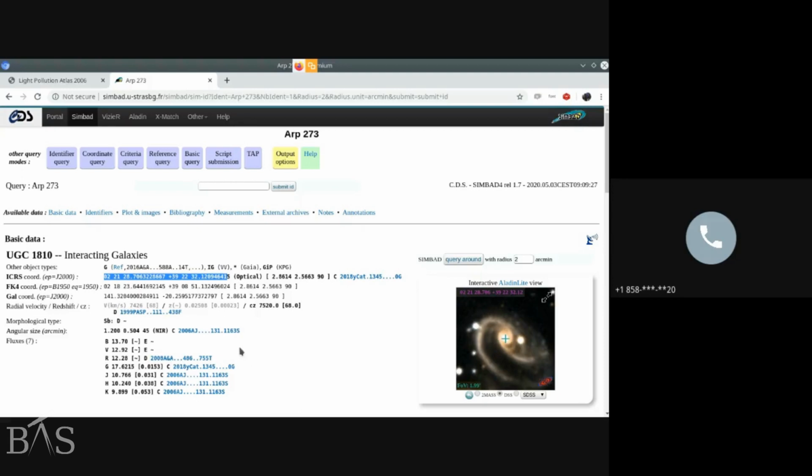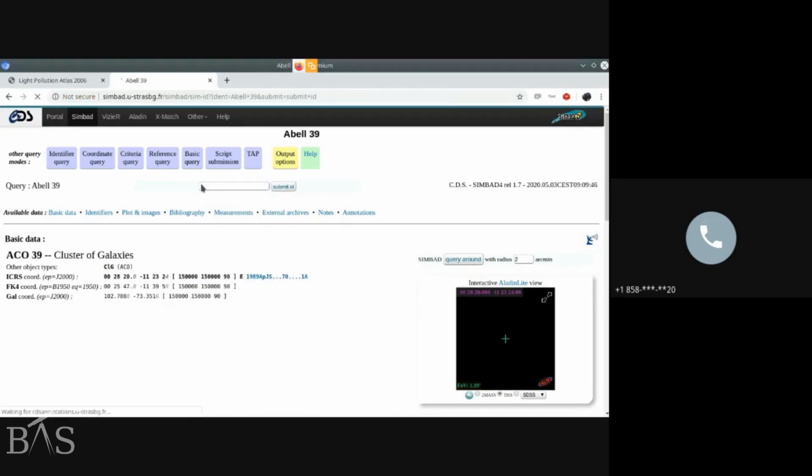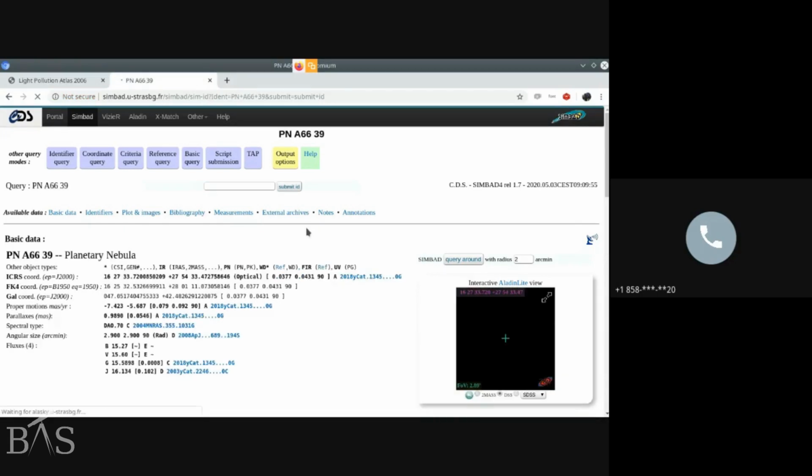So if you say Abell 39, for example, it will give you the cluster of galaxies. If you want a planetary nebula, you should say some complicated thing, PN A66 39, and then it will find a planetary nebula for you. But you can pretty much find any object in this. So that's how you go from the name of an object to its coordinates. You can just plug it into SIMBAD and NED.